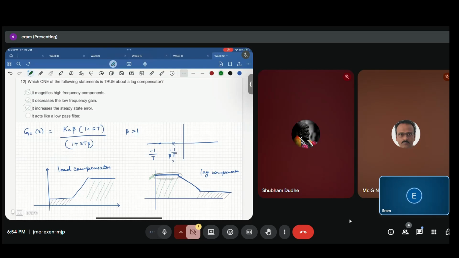So this option is also not correct. Okay, and the last option is saying that it acts like a low pass filter. Low pass filter means it passes the low frequency component of the signal. From here we can also see that in the low frequency region it has a high gain, but for the high frequency region it has very low magnitude. That means it attenuates the high frequency component, so it only allows the low frequency component. So the correct option is it acts like a low pass filter.